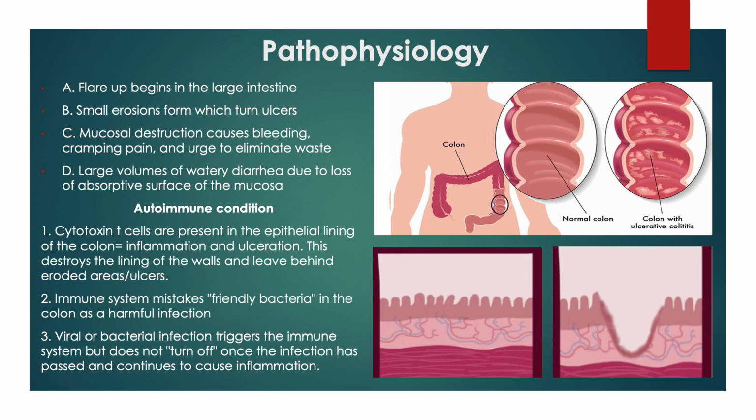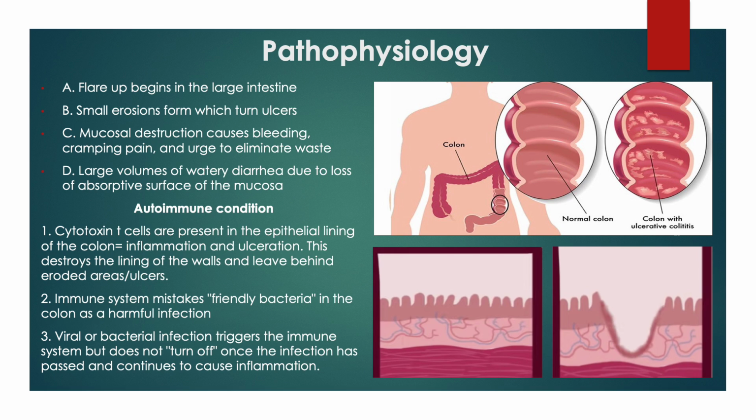The pictures on the bottom show the lining of the colon, and as you can see on the left, there's nothing wrong with the lining. It is completely fine. And then on the right, we have the eroded area. And then we have large volumes of watery diarrhea due to the loss of absorptive surface of the mucosa.